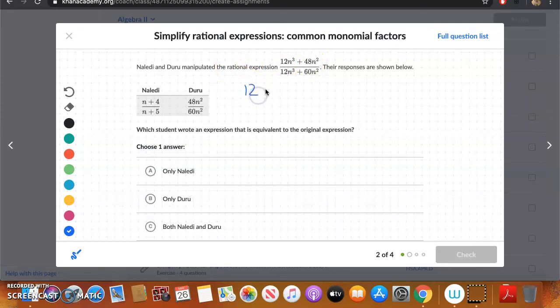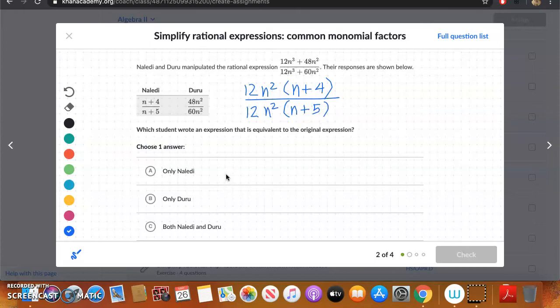So we're going to have a 12 on the top, and then n cubed and n squared, so n squared is going to be a factor again on the top. That leaves us with n plus 4. Okay, let's do the bottom. Again, 12 goes into 60, 12 goes into 60 5 times. So again, 12 is going to be a greatest common factor. And then n cubed and n squared. So again, we're going to take out an n squared here. And that's going to leave us with n plus 5, like that.